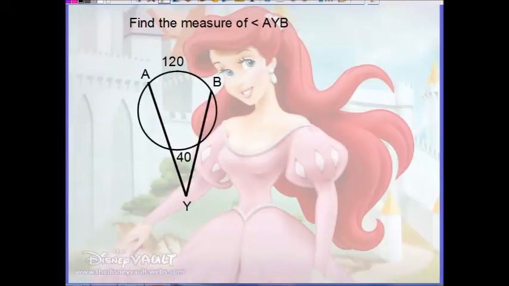Now, my last example is very, very random. This was kind of thrown into the section, and I really don't know why, but we're going to go through it. We're going to try and find the measure of angle AYB. Now, it's definitely not a central angle because its vertex is not at the center, nor is it an inscribed angle, as its vertex is not on the circle. Its vertex goes beyond the circle. And whenever we have an angle like that, this thing is actually called a secant-secant angle.